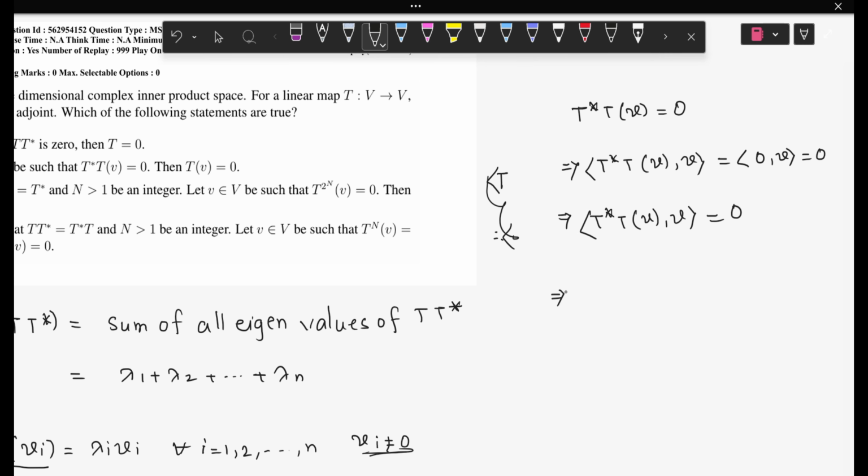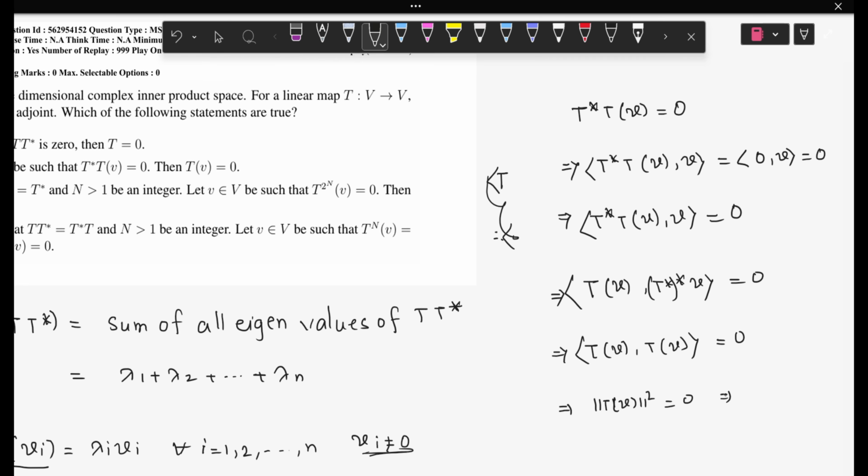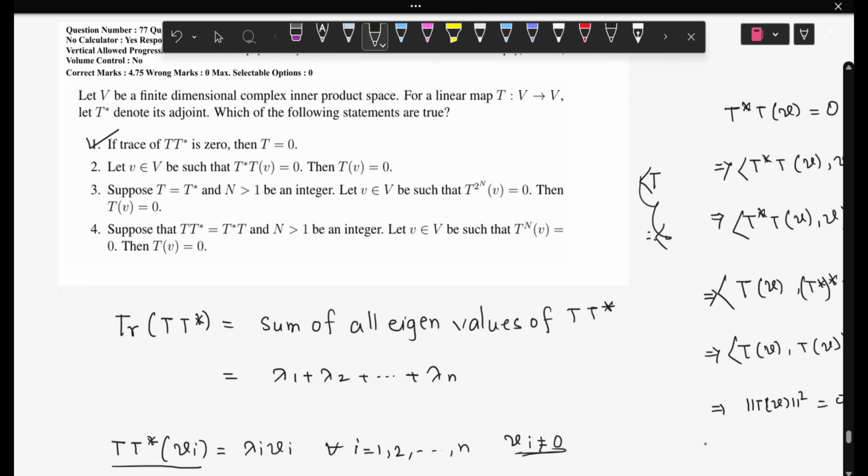Now, by the definition of adjoint, I can write the inner product of T of v, T star whole star of v, is equal to 0. Now this is equal to the inner product of T of v, T of v, right, which is equal to 0. Therefore the norm of T of v whole square is 0. That would imply T of v has to be equal to 0, right? So option 2 is again the correct option.